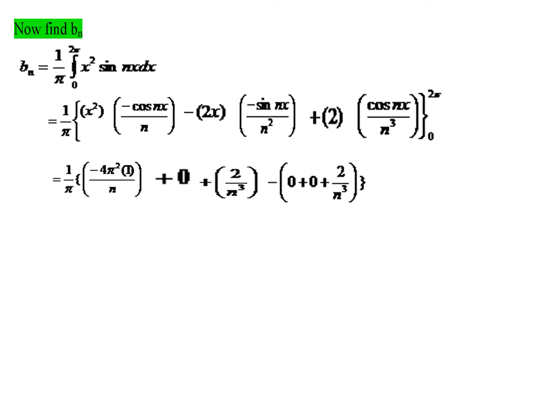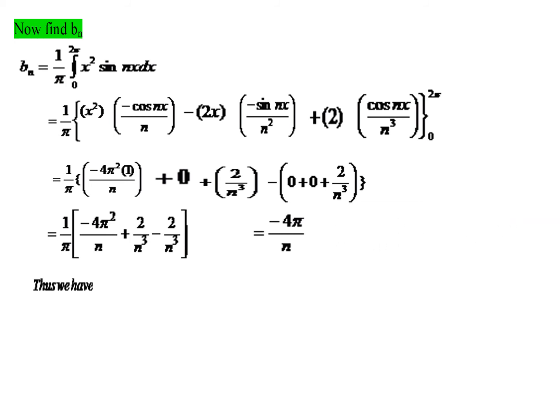Minus, what is the lower limit? In the place of x, we have to substitute 0. So the first term will be 0, second term will be 0, but the last term, cos 0, will be 1. So 2 by n cube we get. Now just simplify all the terms. Hence the final answer of bn is minus 4 pi by n.